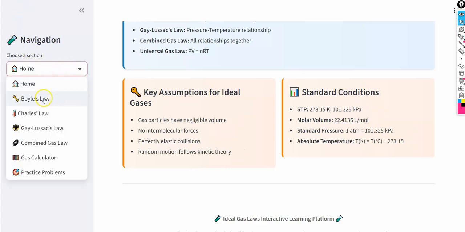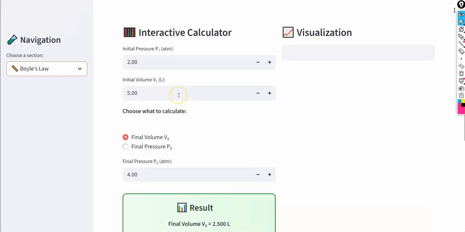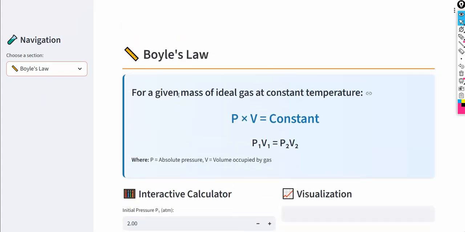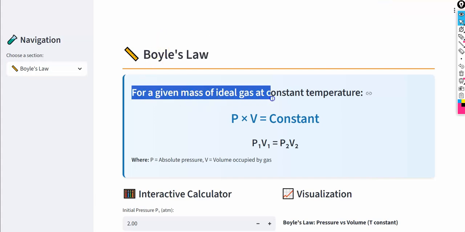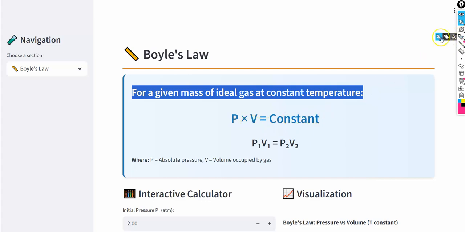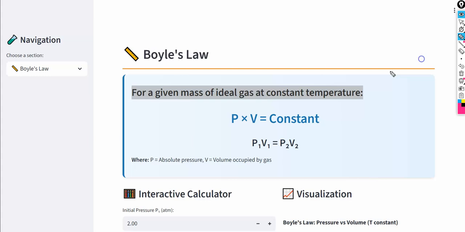Now next I'll go to Boyle's law. So Boyle's law: for a given mass of ideal gas at constant temperature, PV is equal to a constant. Now if you take states 1 and 2, then P1 V1 is equal to P2 V2. Here P is the absolute pressure and V is the volume occupied by the gas.